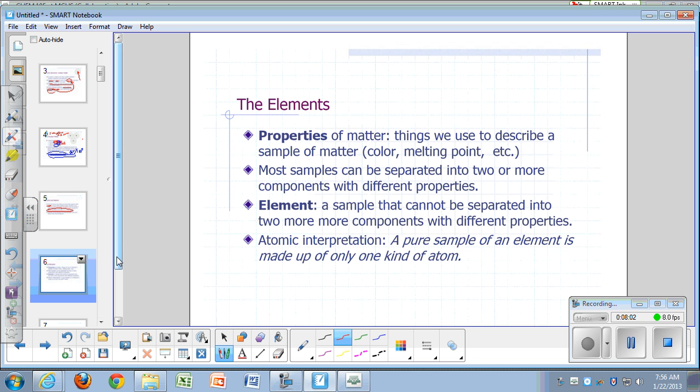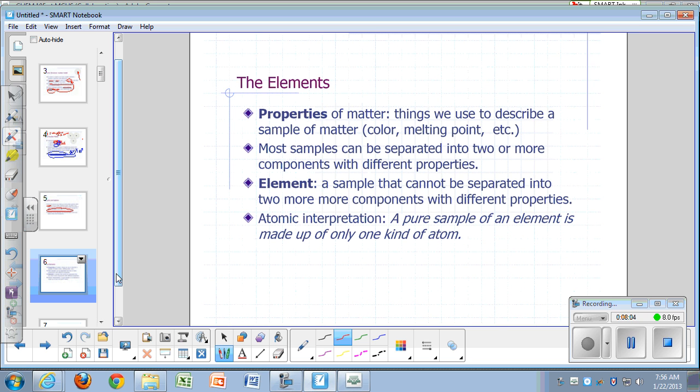All right, so let's talk about matter in general. When we try to describe matter, we can use things like color, melting point, and boiling point if it's a liquid. Those are what we call properties of matter. A property is just something that we use to describe matter. So your height is one of your properties. Kindling temperature, the minimum temperature at which something burns, is another property.